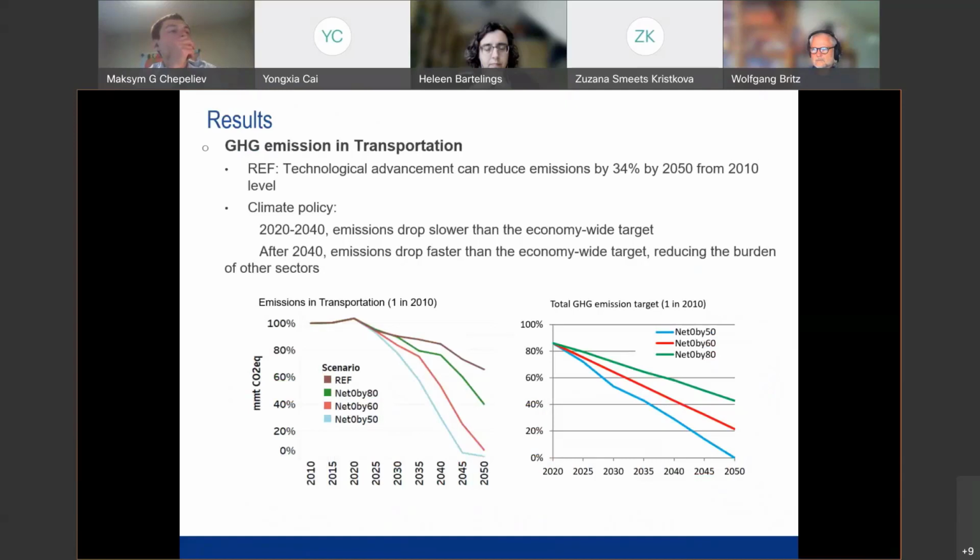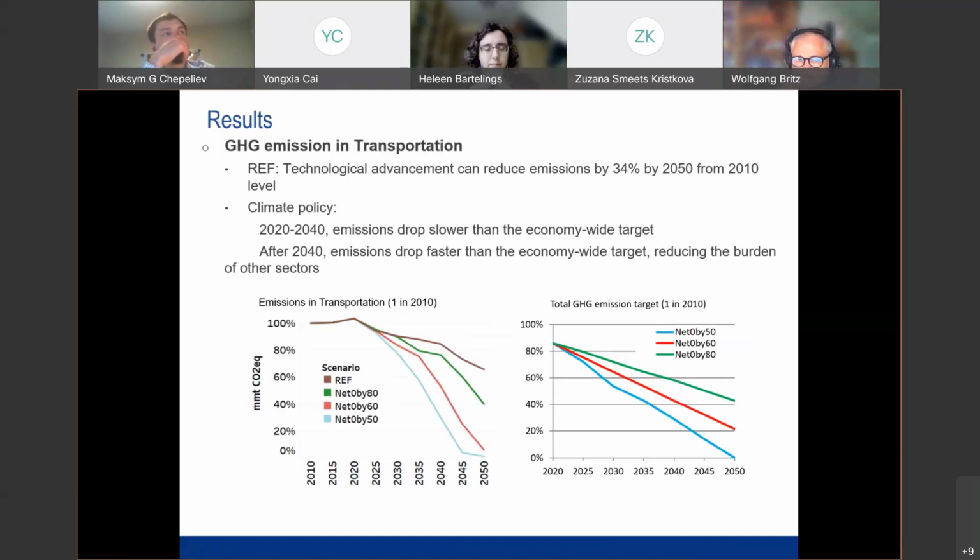We put the emission in transportation and the total emission target side by side. So the right side is the target, the left side is the emission in transportation. We see that without any policy, just technological advancement could reduce the emission by 34% by 2050. So this is from 2010's level.